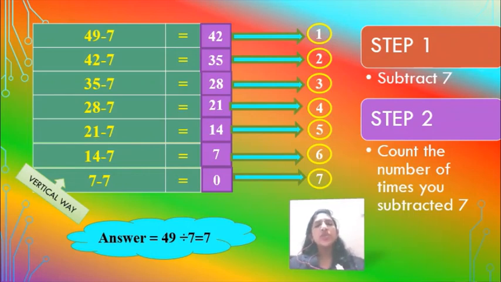It was just stepwise. 49 minus 7 will leave me with 42. I'm still having 42, so I can again give away 7 more stickers. When I did that, I was left with 35, and so on. I can carry on till I reach my remainder as 0, when I will not be left with any stickers, or 0 stickers. So this is how the vertical way of division by repeated subtraction is done.